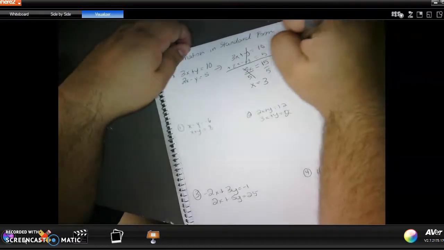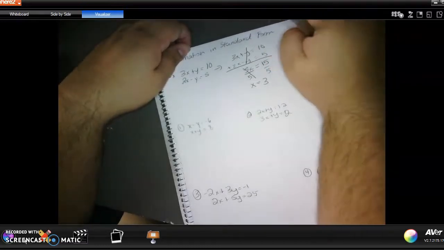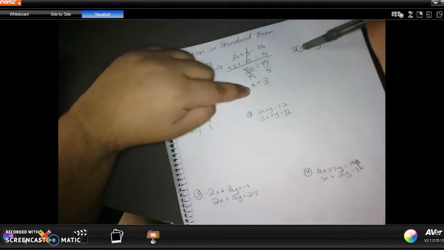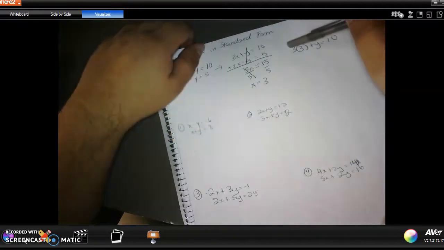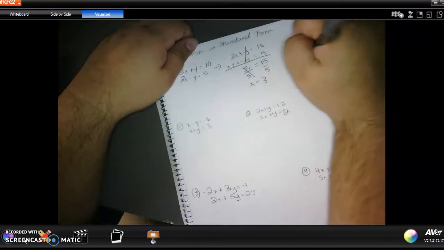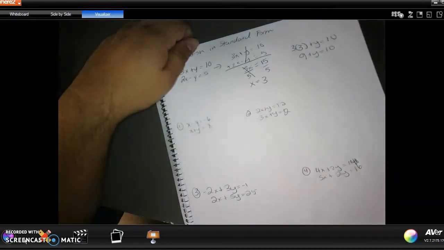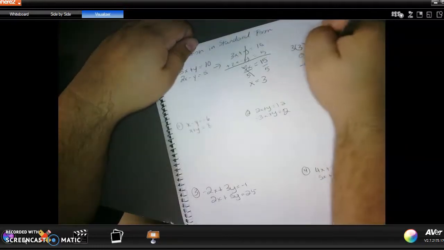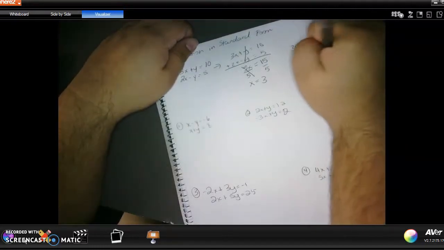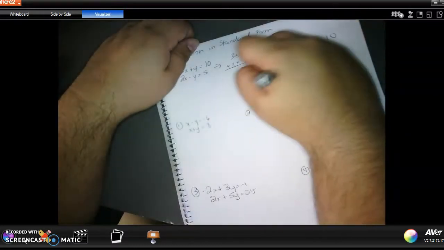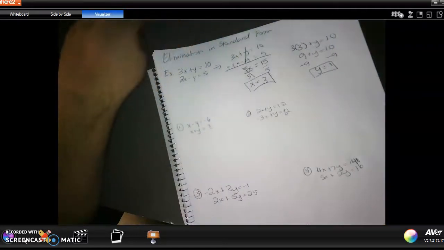So we have 3 times 3 plus y equals 10, right? And I put 3 right there because x equals 3, so anywhere I see an x, I'm going to put a 3. So 3 times 3 is 9. Plus y equals 10. Well, I want to solve for y. So I'm just going to subtract 9 on both sides because I want y by itself. And y equals 1. 10 minus 9 is 1. So I have y equals 1 and x equals 3. Okay? So that's how we do that one.